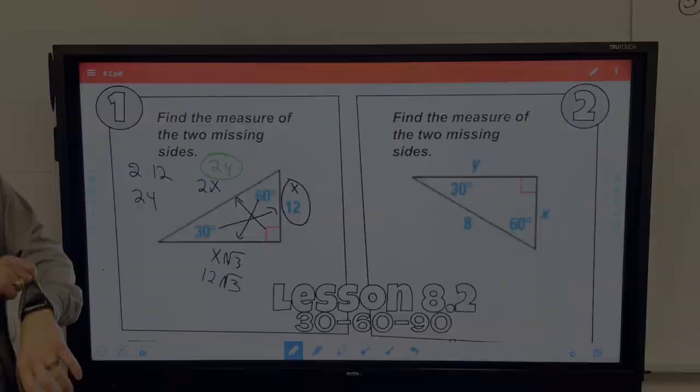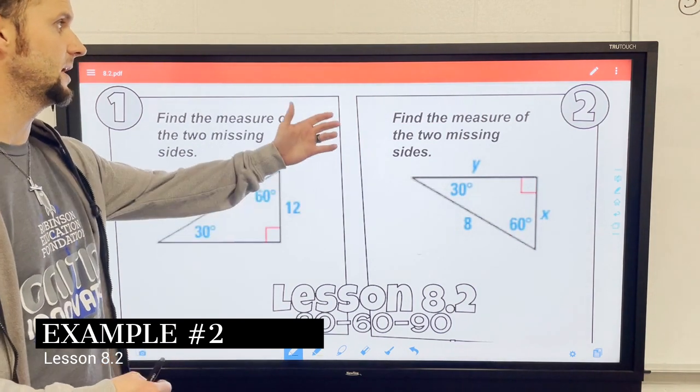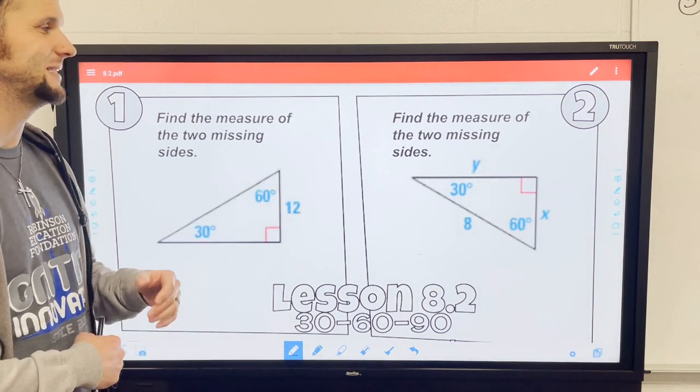Let's jump over to example number 2. All right, guys, so now look at example number 2. So then again, if you look on example number 2, it says we need to find the measure of the 2 missing sides.